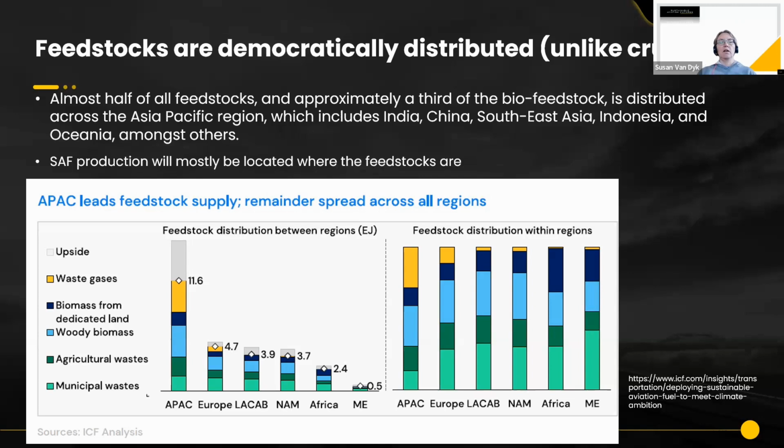What this one report from ICF did show is, where are these feedstocks located? For each region in the world, so APAC is Asia Pacific, Europe, Latin America, North America, Africa, and the Middle East, there are different feedstocks available to produce different types of SAF. In Asia Pacific, there are a lot of waste gases available. This is just because there's more industry and production facilities, so more waste gases, biomass from dedicated land, woody biomass, agricultural waste and municipal waste.